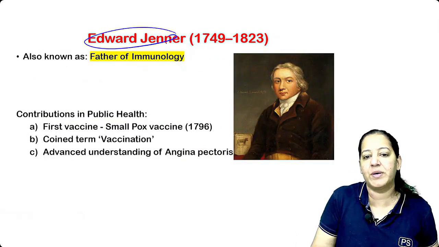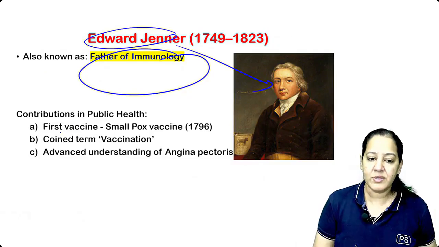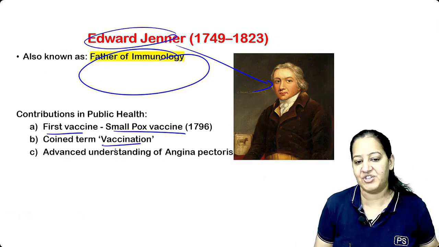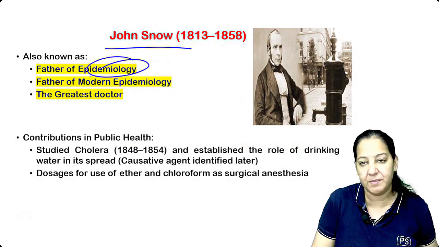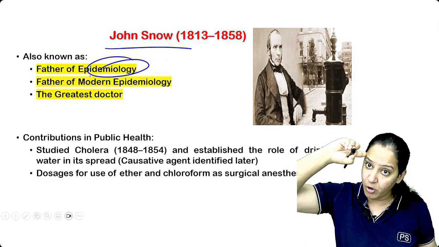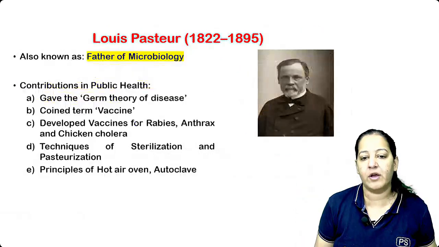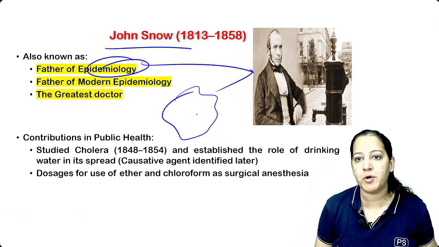The next is Edward Jenner. See, he's the father of immunology. Learn who is the father of what. He was the first to discover a vaccine, the smallpox vaccine. He coined the term vaccination. John Snow is the father of epidemiology. The father of true epidemiology is Hippocrates, and the father of epidemiology is John Snow. I told you the story of cholera, the spot map, yesterday: London, Broad Street, spot map, England.